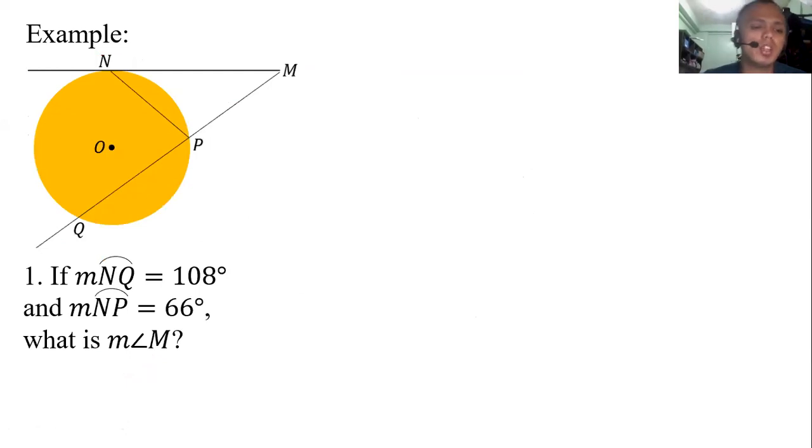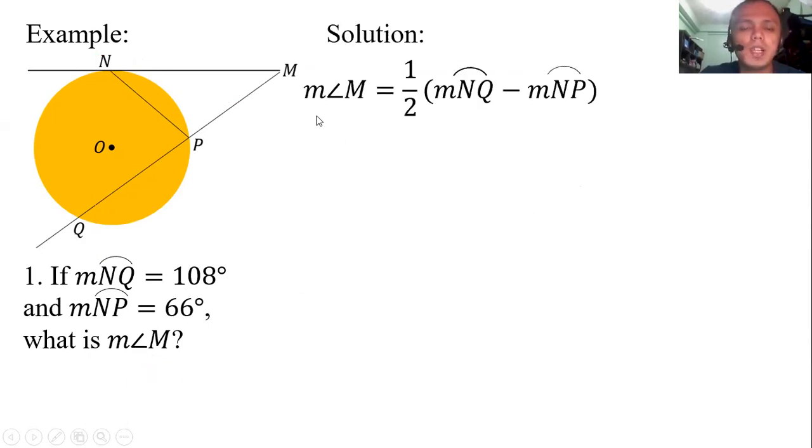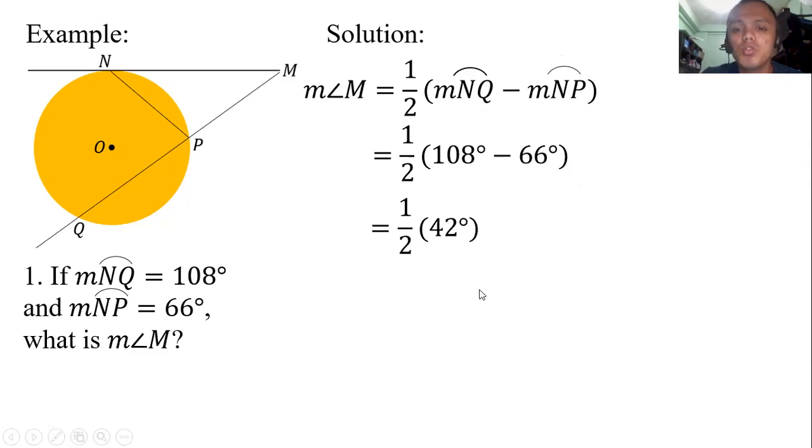Now, an example. If the measure of arc NQ is equal to 108 degrees and our NP is 66 degrees, what is the measure of angle M? Again, using this formula, the measure of angle M is equal to half of the measure of arc NQ minus the measure of arc NP. Substitute NQ as 108 and NP as 66. 108 minus 66 is equal to 42 degrees. Multiplied by one half, we have 21. So the measure of angle M here is 21 degrees.